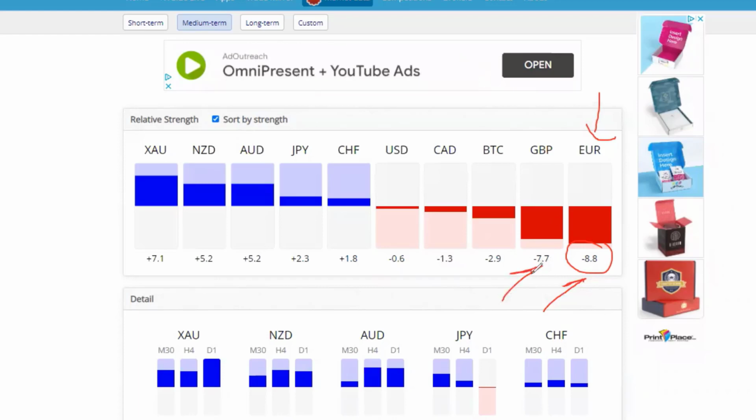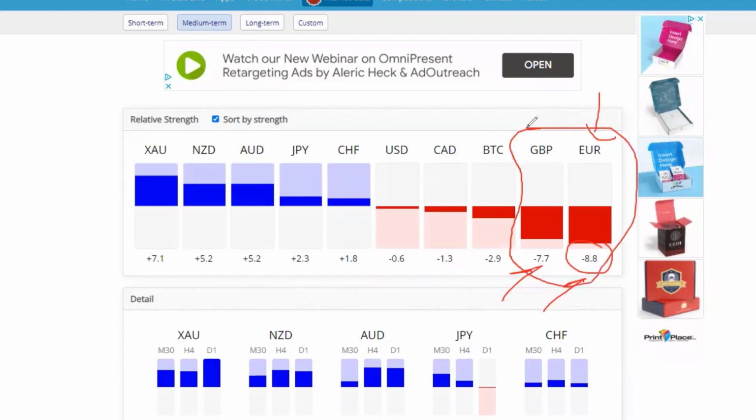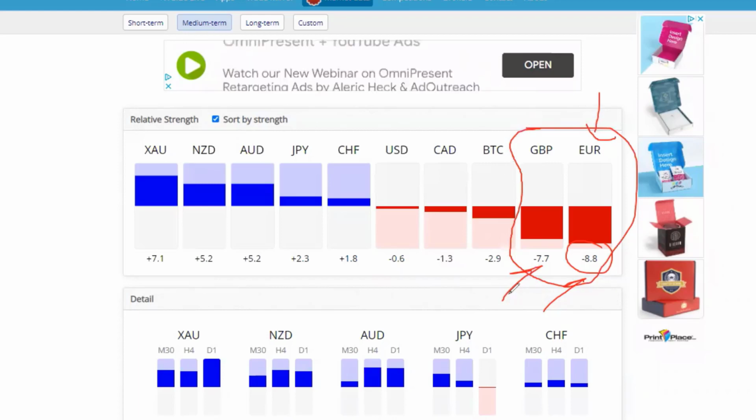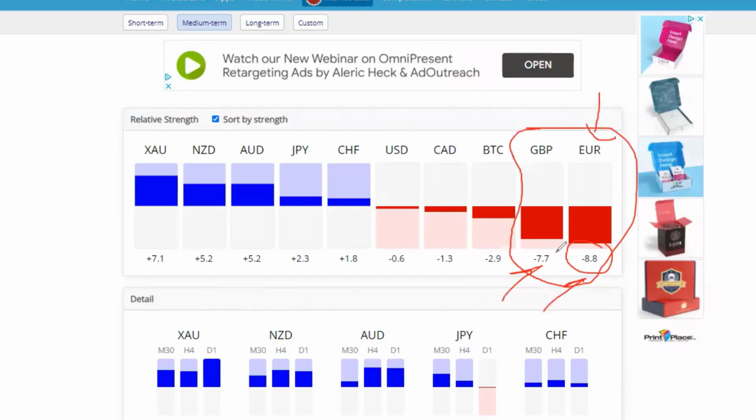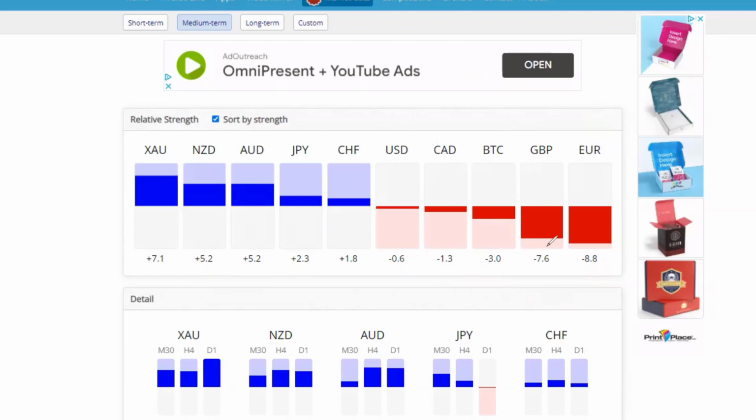So even though these two currencies are weak, I'll be very cautious. I'll be very careful in shorting them, because whenever you have a currency like this, especially with a currency strength of minus 7.7, minus 8.8, any moment there will be a reversal. And of course, New Zealand dollar is strong, AUD is strong, XAU is strong, JPY is strong. But because of the news coming, all of these might actually change along the line this week.